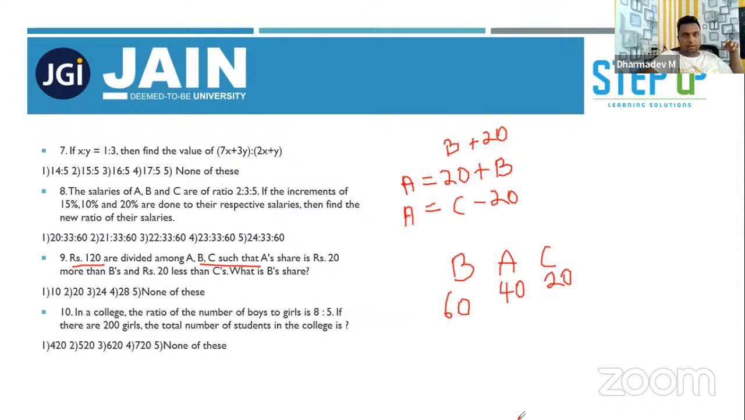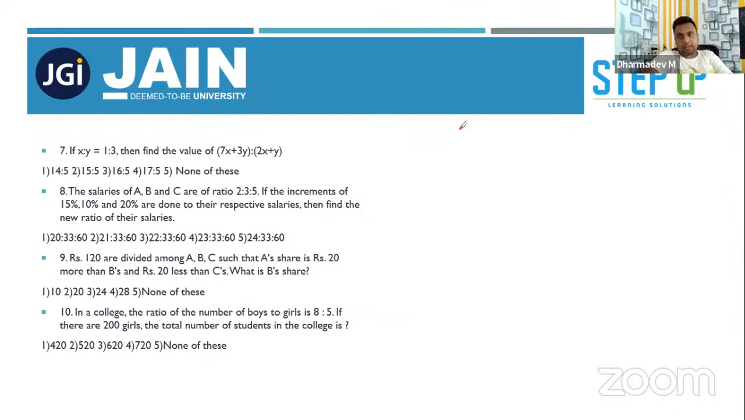Got it? What is B's share? Okay, A, B, C said that A's share is 20 more than B. Okay, I'll just rewrite it. Understood how to solve it, right? So the answer is 40, 60, and 20. Now let's find for whom it is 40, 60, and 20.